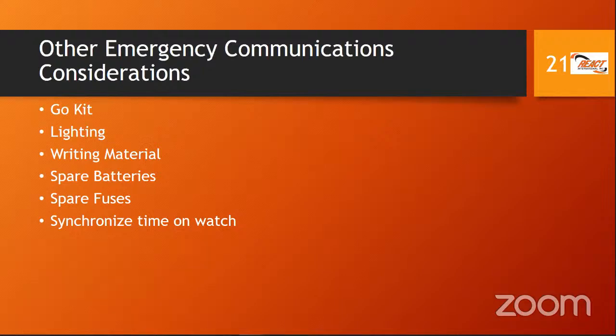So we power in equipment, we are operational, we are good to go. But guess what? We need to write something down on a piece of paper, for instance, and we don't have light. We're trying to depend on maybe the little light on the radio, or we're trying to use our cell phone perhaps. But bear in mind, lighting in your go kit could be an important aspect.